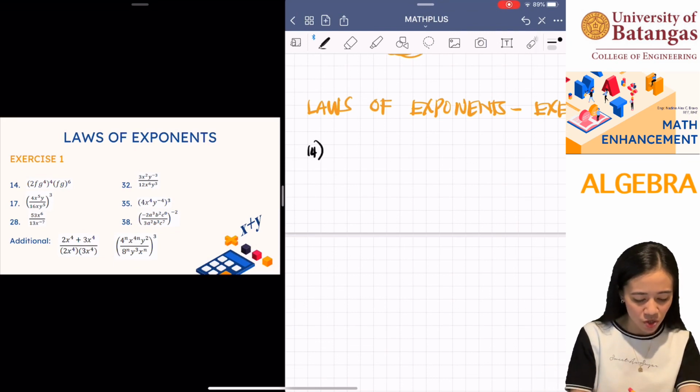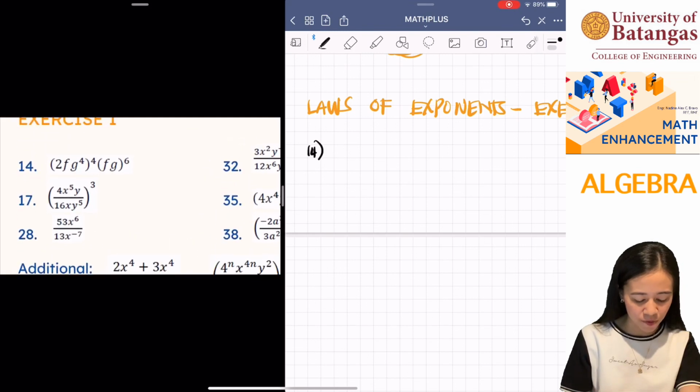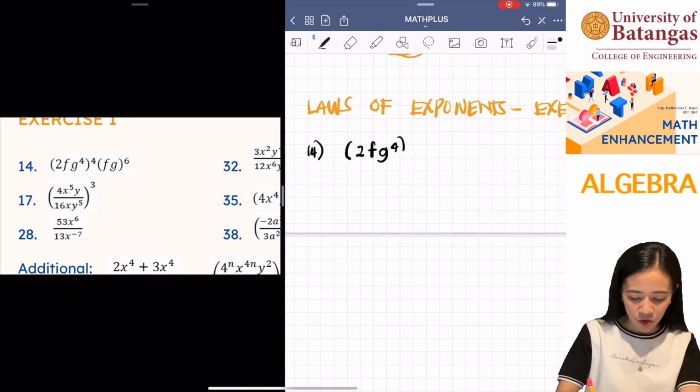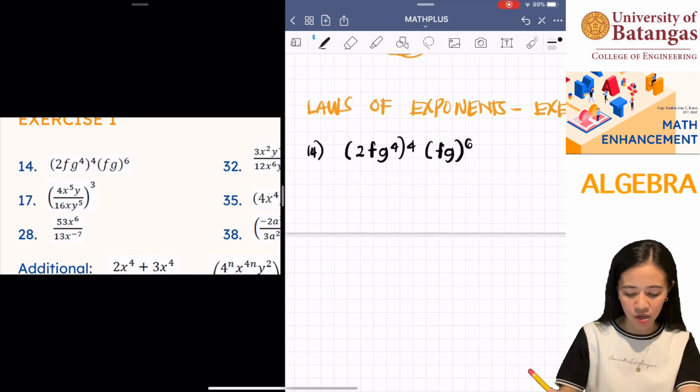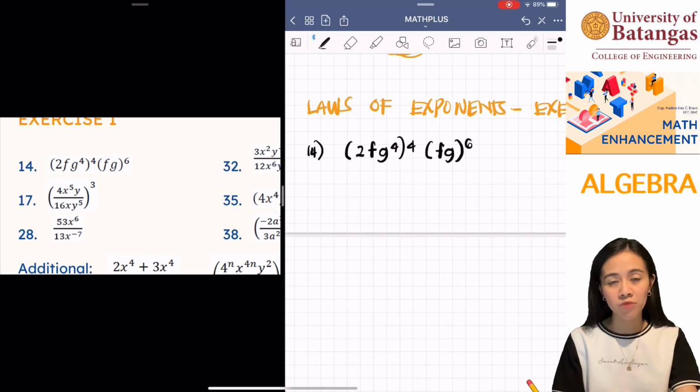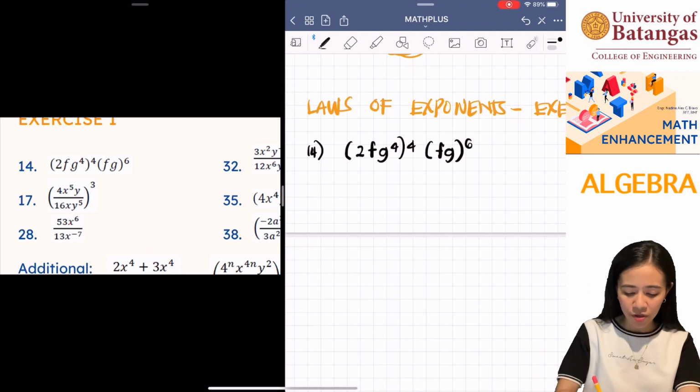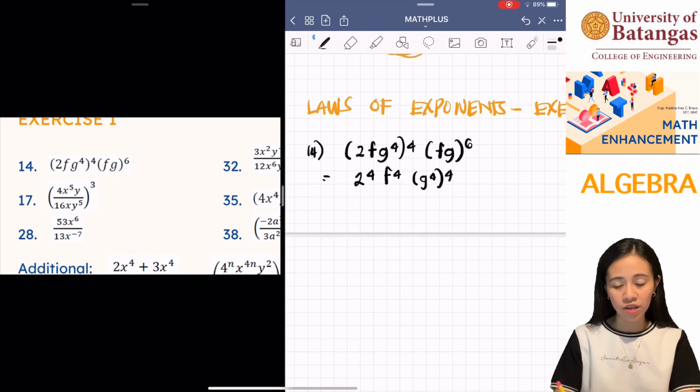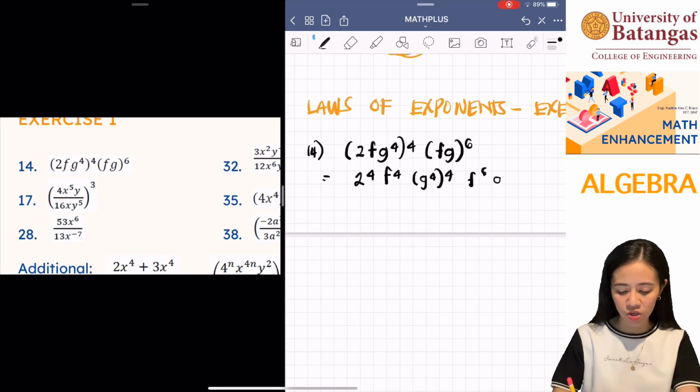So, the first question here is, so let me just magnify the question. So, you have the quantity 2fg raised to 4, quantity raised to 4, times fg quantity raised to 6. So, first and foremost, you apply expanded power rule on each term. Therefore, for the first term, you have here 2 raised to 4, f raised to 4, and then the quantity g to the 4th raised to 4. And then the next term, you have f raised to 6, and then g raised to 6.